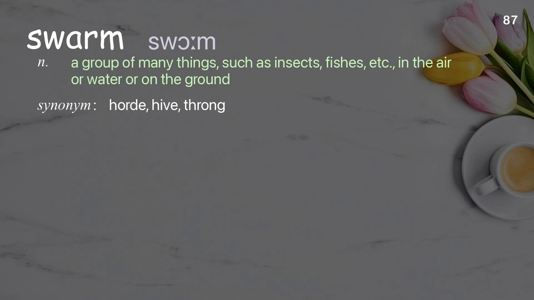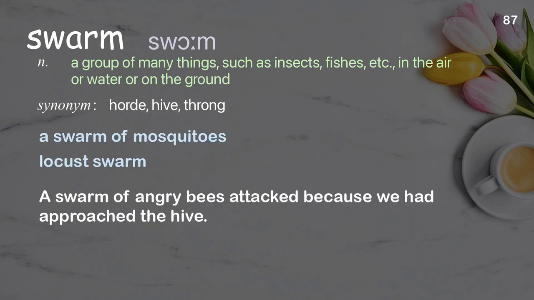Swarm. A group of many things, such as insects, fishes, etc., in the air or water or on the ground. Examples. A swarm of mosquitoes. Locust swarm. A swarm of angry bees attacked because we had approached the hive.